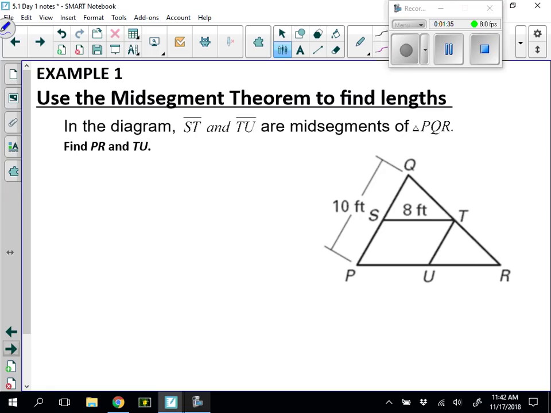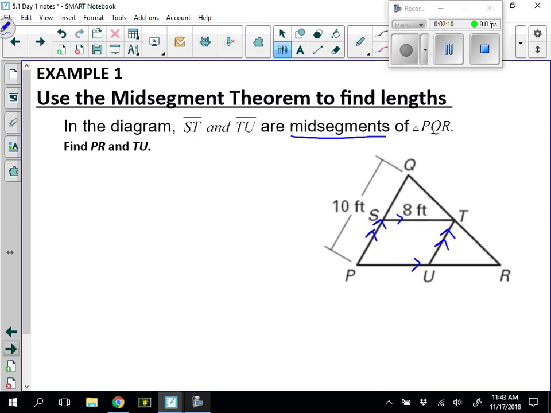Okay, example 1, we're going to use the midsegment theorem to find some lengths. In this diagram, we have segment ST and segment TU as midsegments. When we are told that it's a midsegment, that means we can apply the theorem we just read about. A couple things on midsegments. Let's mark it parallel. So ST is going to be parallel to PR. And then UT, I'll put double parallel marks here, is parallel to PQ.